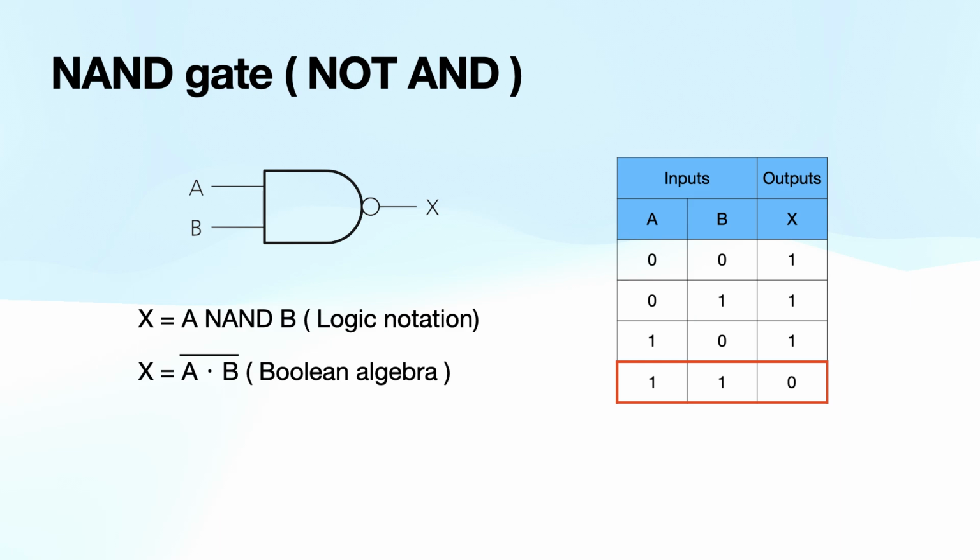A NAND gate is a logic gate with 2 or more inputs and 1 output. It produces a low output, 0, only when all of its inputs are high. Otherwise, it produces a high output, 1. It is essentially the inverse of an AND gate, hence its name, NOT AND. NAND gates are widely used in digital circuits for their versatility. They can be used to implement any other logic gate, and are essential in the design of various digital systems.